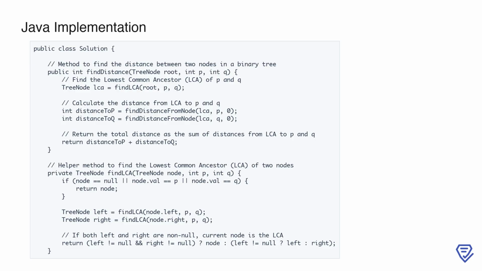In the findLCA helper method, we recursively search for the nodes P and Q in the left and right subtrees of the current node. If both left and right subtrees return non-null values, the current node must be the LCA. Otherwise, we return the non-null subtree, or null if neither subtree contains the nodes.